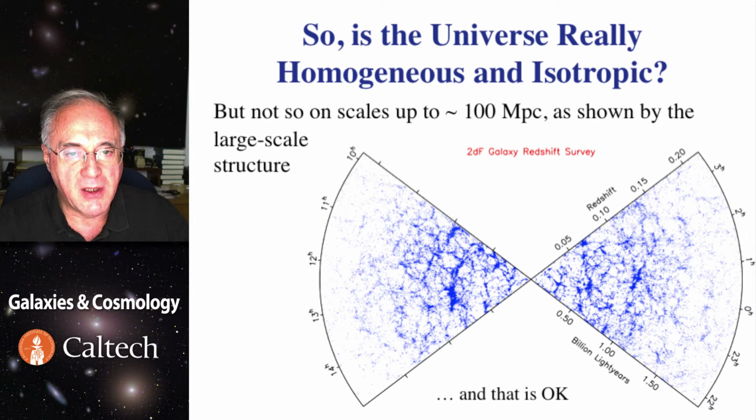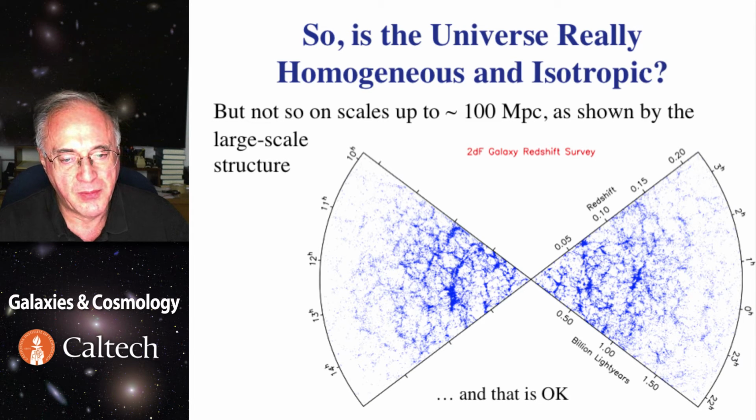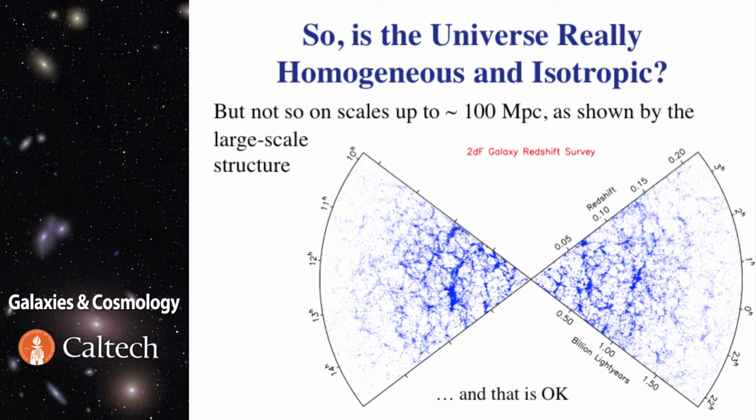Not so on scales smaller than about 100 megaparsecs, where we see all the large-scale structure, filaments and voids and so on. Turns out that doesn't really matter so much as far as cosmological tests are concerned, and cosmology really operates on scales of gigaparsecs and larger. So it's true that locally, the universe is not homogeneous and isotropic. You are standing on a planet after all, but on large enough scales, it is a good approximation.